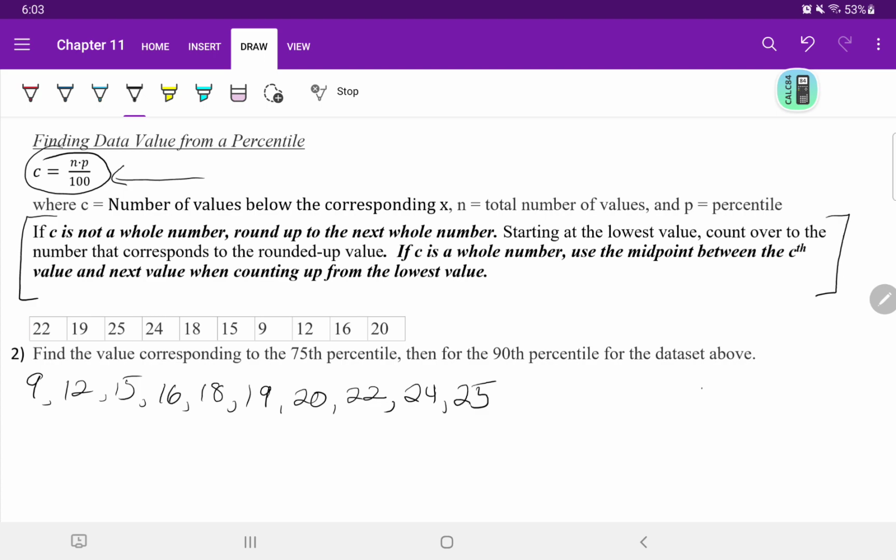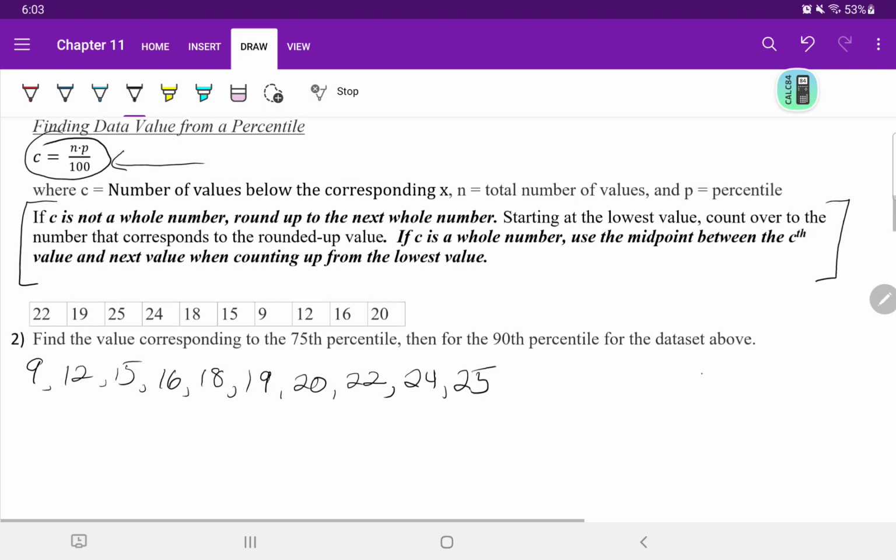If C is a whole number, we want to use the midpoint between the Cth value and the next value when counting up from the lowest value, which we're going to see in several minutes. So, if C is a decimal that is not a whole number, round up to the next whole number. If it is a whole number, you want to find the midpoint between that Cth data value and the next data value after that. Now, let's find the 75th percentile and then the 90th percentile.